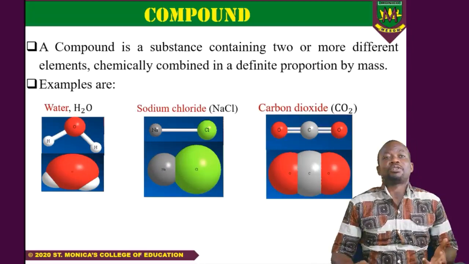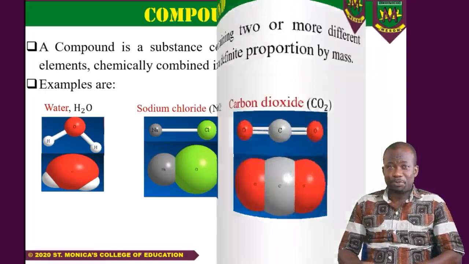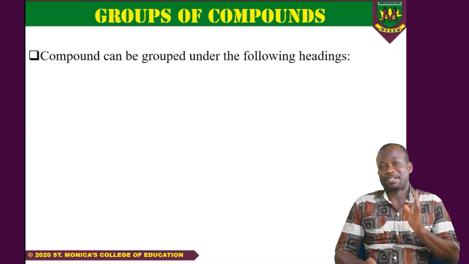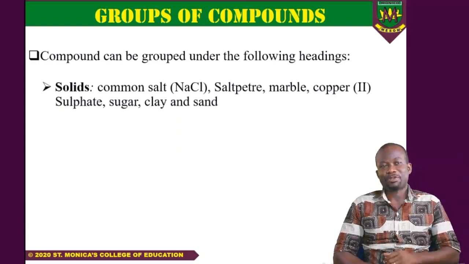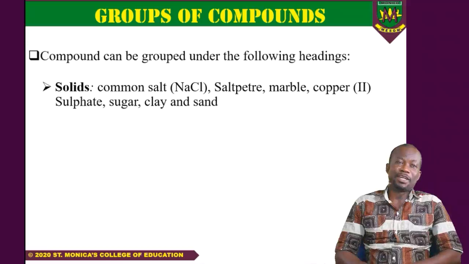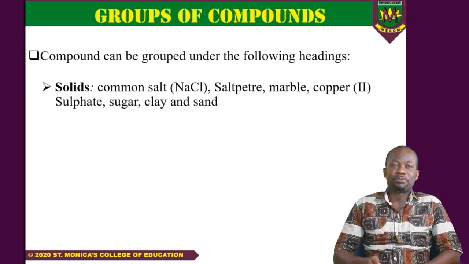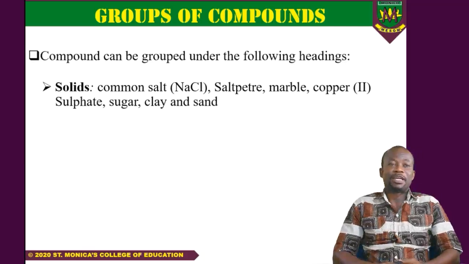Now, this compound that we are talking about as a concept can be grouped under some headings. We can have some compounds that are solid in nature, some also liquid, and some also being gas. When you take examples of compounds that are solid, we can talk about common salt, that is sodium chloride. We can also talk about saltpeter, marble, copper(II) sulfate. We can also mention sugar, clay, and then sand. All these are examples of compounds that are solid.